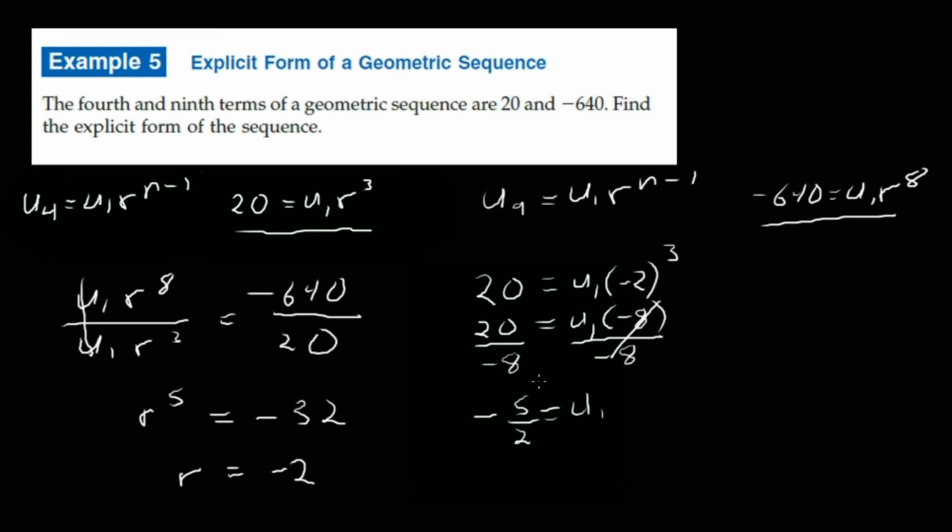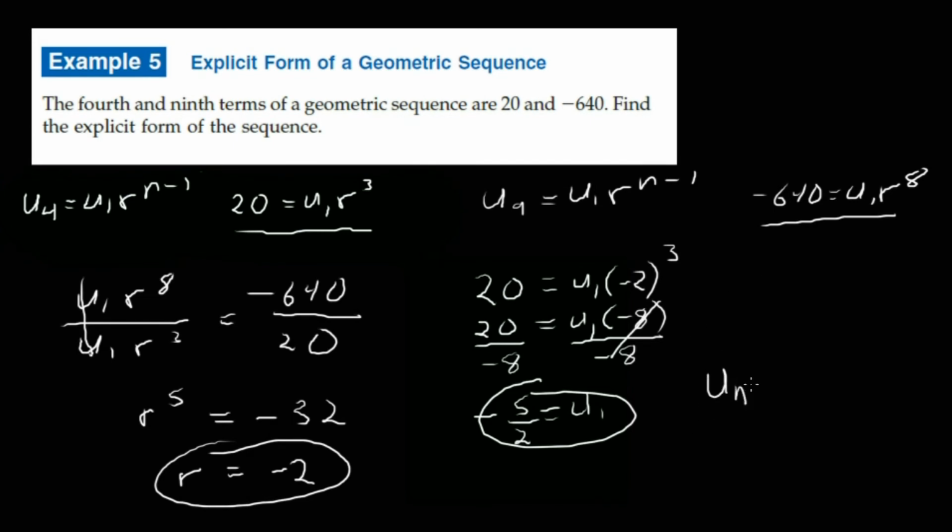Well, now that we know our first term and we know our common ratio, we can write the explicit form of our sequence, and we'll just write that here. U sub n is equal to our first term, negative 5 halves, times our common ratio raised to the n minus 1 power, and this is true for all values of n greater than or equal to 1.